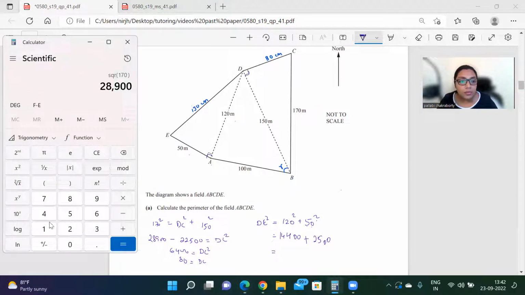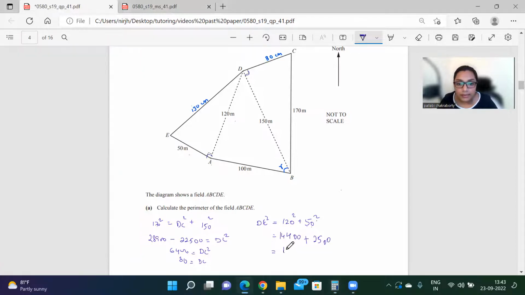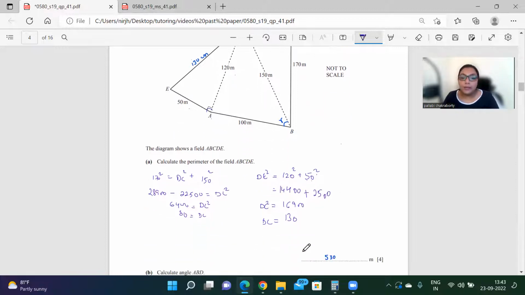Let's add these. So you get 14400 plus 2500, which is 16900. So 16900 is your DE square. The square root of 169 is 13, so the square root of 16900 will be 130. And that's how we get DE. You can also plug in the value of 16900 and find the square root in your calculator. Both ways are okay. So you get the value of DE as 130.